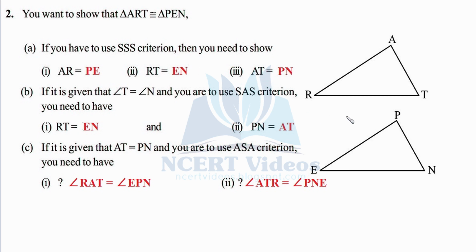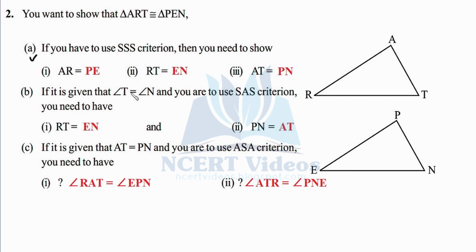Third is side AT. So we have to select first P that corresponds to A, and then T, here P with N, because N corresponds to T. You can also do it from the relationship itself. For instance, AR, similarly we will check the pattern, PE, then second was RT, that means EN, and then AT, first and third, so first and third, PN. So that is your A part.